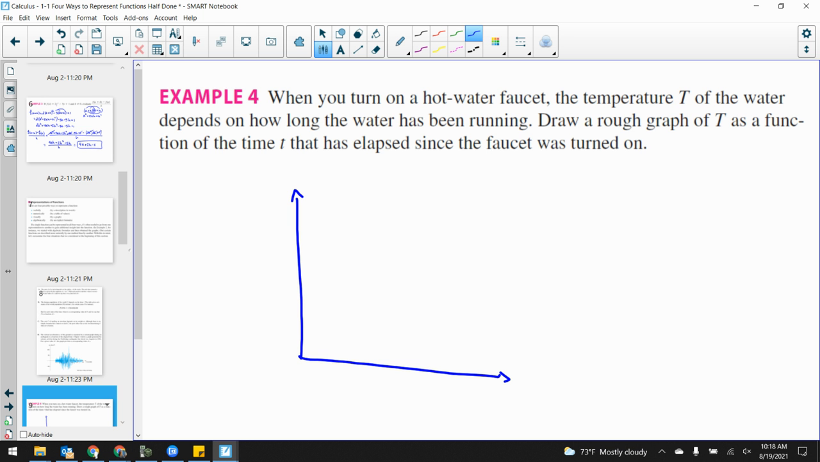All right, I'm going to think about it like this. First off, how do I know what goes on what axis? Well, temperature as a function of time. Okay, that tells me right there what my dependent and independent variables are. Temperature as a function of time. That means my independent variable is time. As time elapses, as time is on my x-axis, temperature will be on my y-axis.